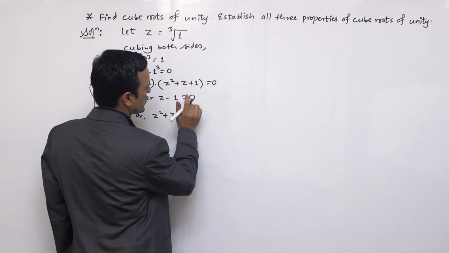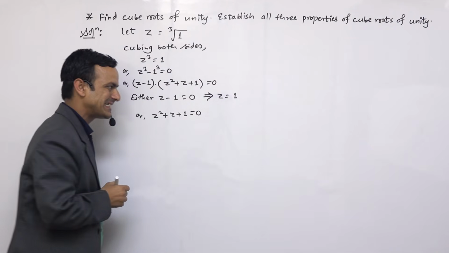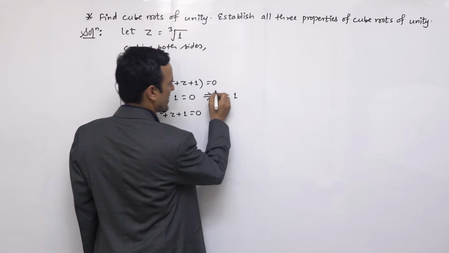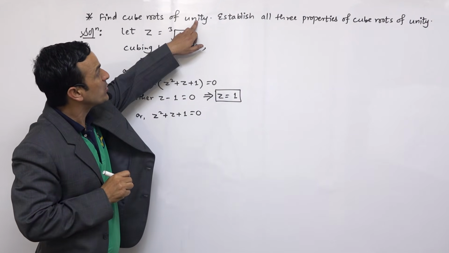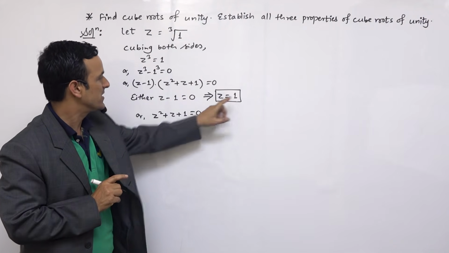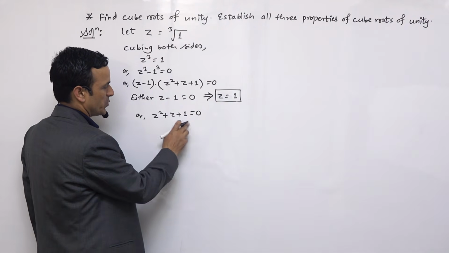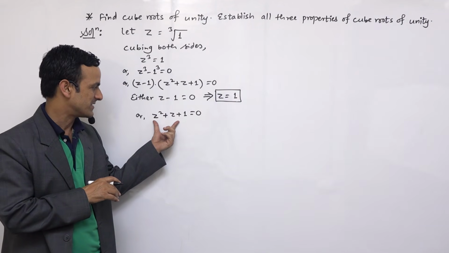So either z minus 1 is equal to 0, means from here we can calculate the value of z. So z is equal to 1 is one of the answers. So cube root of unity, 1 को cube root 1 हुन्छ. This is one of the solutions. And similarly, if we solve this equation, then we can find out the value of z.